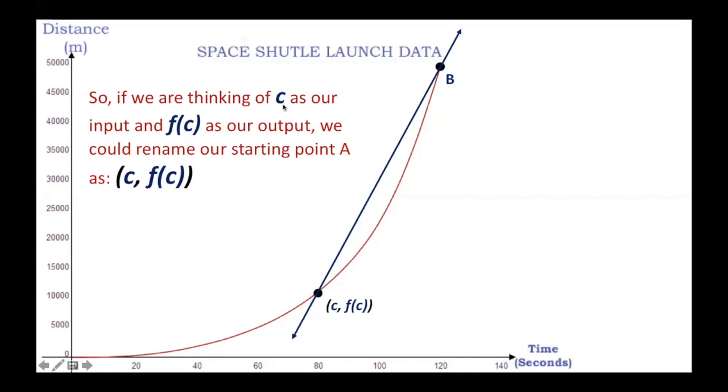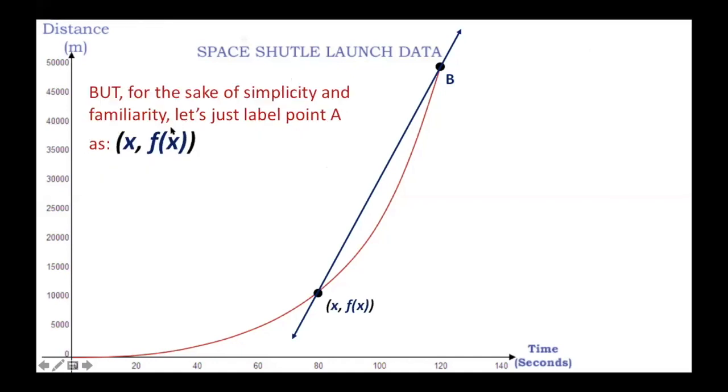So if we are thinking of c as our input and f of c as our output, we could rename our starting point A as c comma f of c. However, that's a little bit cumbersome, so we're going to make it a little bit easier and more consistent to understand. For the sake of familiarity, we're just going to call this point x comma f of x, which again should be pretty bread and butter stuff for you. This point A could just be called x, y, since f of x is the same as y. So point A, we're just going to choose to call x comma f of x.